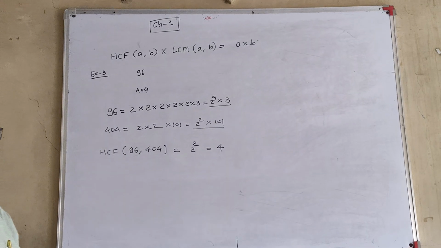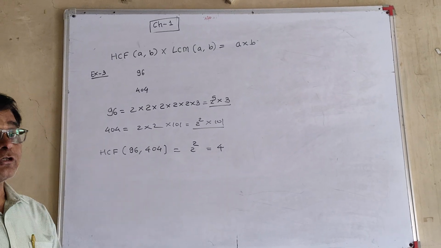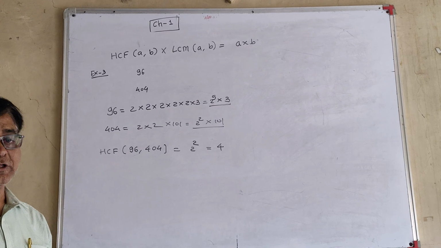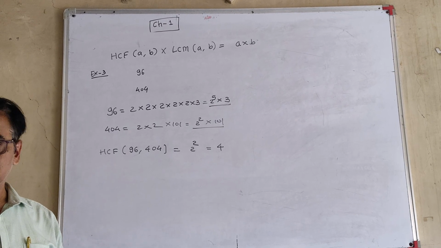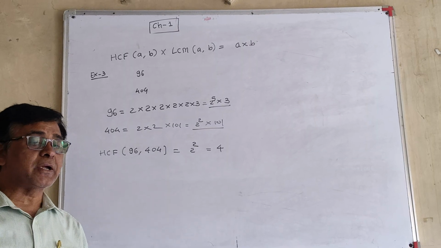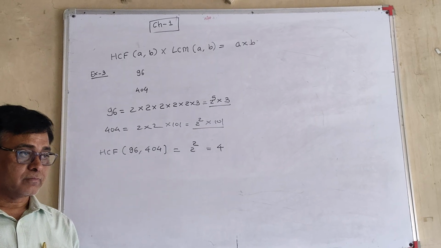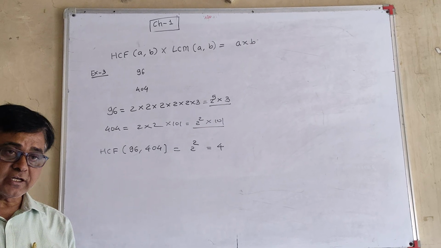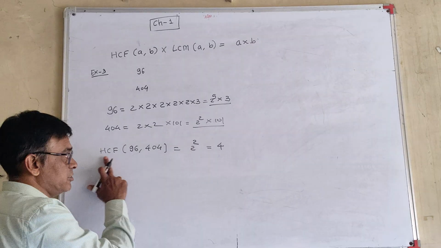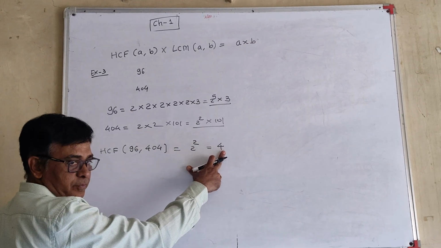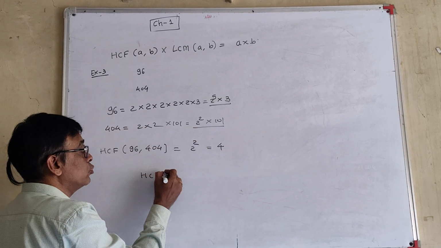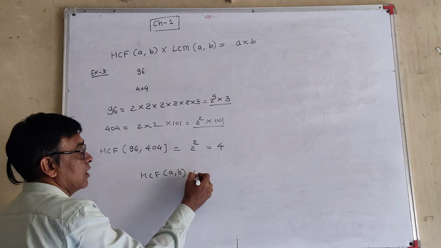But the question does not say to find the LCM using the prime factorization method. It is not given that using prime factorization find the LCM. The question says hence find the LCM, that is, after finding the HCF, find the LCM. That means you have to use this formula.